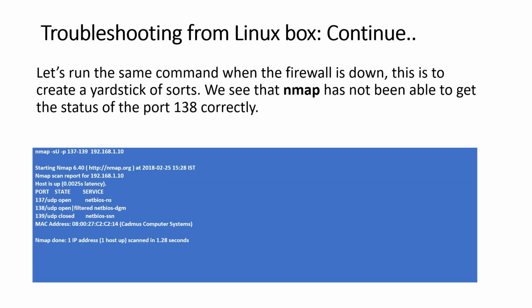Now, let us run the same command when the firewall is down. This is to create a yardstick of sorts. We see that nmap unfortunately has not been able to get the status of the port 138 and 139 correctly. So let us check it. 137 is open, that's fine. 138 is open or filtered, so nmap is confused here. 139 is closed. It should not be closed because the firewall is down.